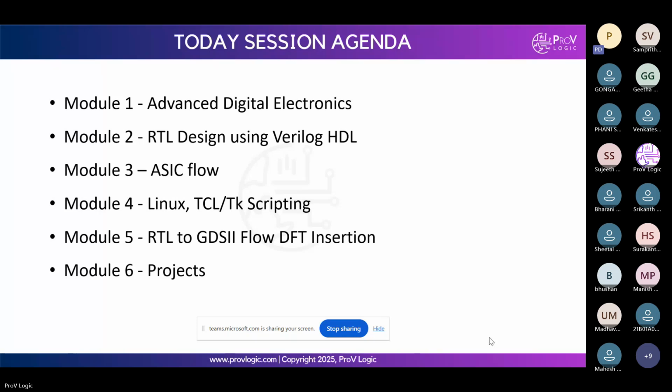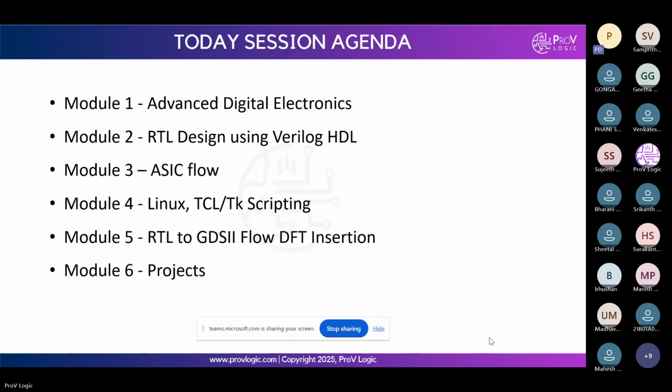The first module is advanced digital electronics. Under advanced digital electronics, we will be learning about combinational circuits, sequential circuits, shift registers, and flip-flops. All of those derivatives of sequential circuits, we will be looking into in detail.